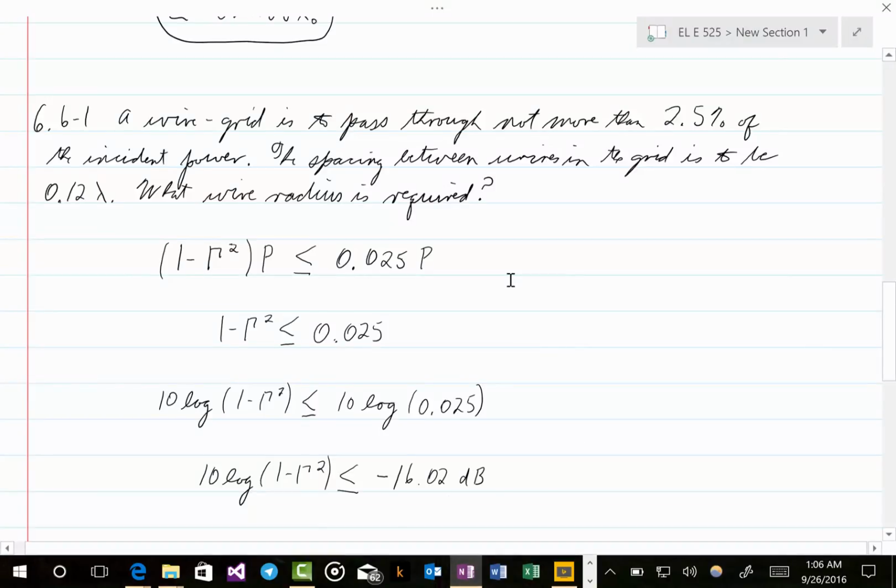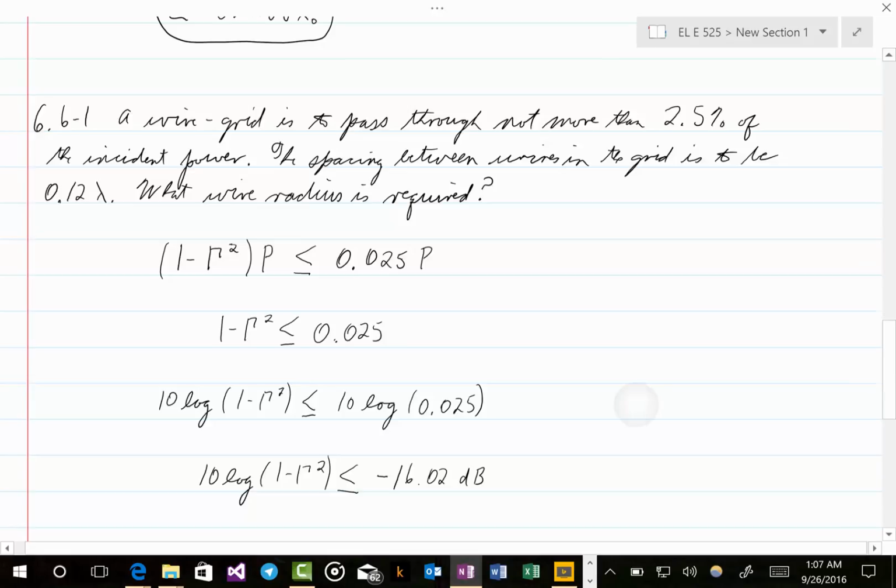And so now to actually do all of that in equation form. So again, we have that the transmitted power, 1 minus gamma squared times P, should be less than or equal to 0.025 P. That's there because it said we want the grid to pass through. Pass through is the transmitted part, not more than 2.5%. So we want the transmitted part to be less than or equal to 0.025 P. Of course, the P's will cancel on both sides, and that tells us that 1 minus gamma squared is less than or equal to 0.025.